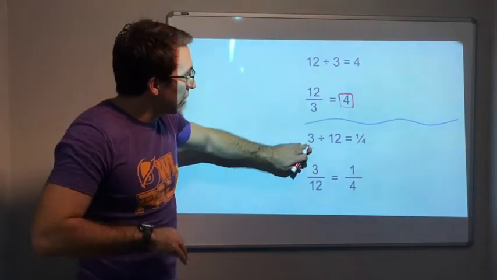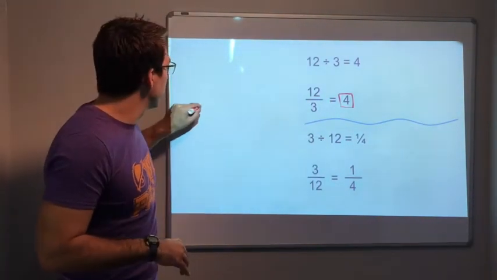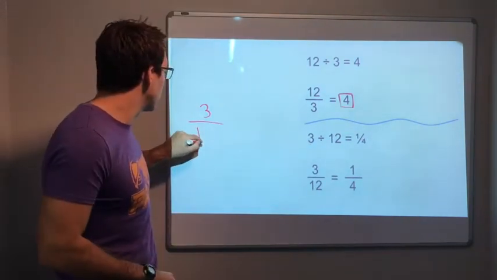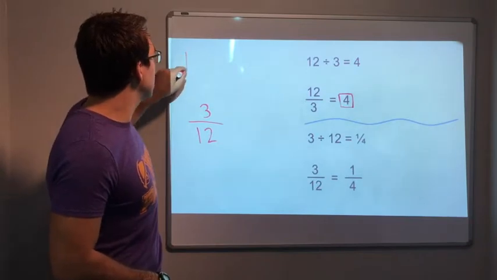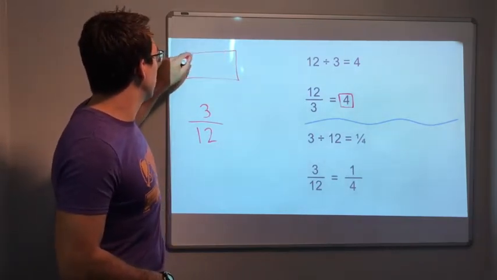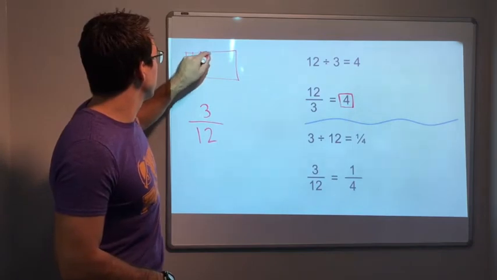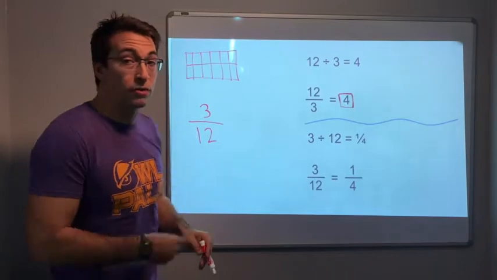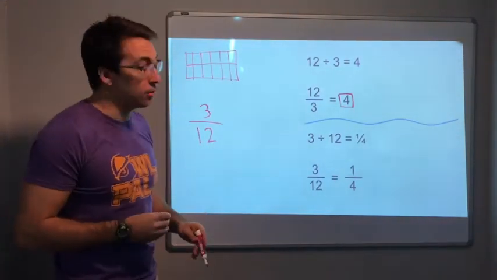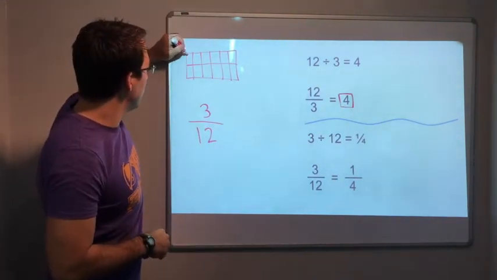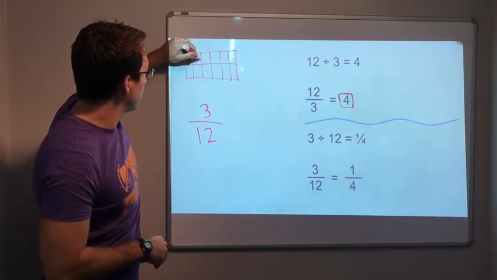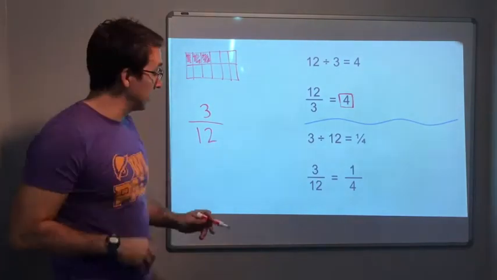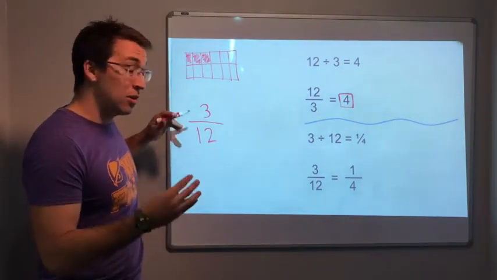Let's look at a fraction. 3 divided by 12. We have 3 pieces out of 12. Let's say we have a rectangle. 1, 2, 3, 4, 5, 6, 12. We have 12 boxes in our rectangle, and we have 3 of them. 1, 2, 3. All right, 3 out of 12 equals what?